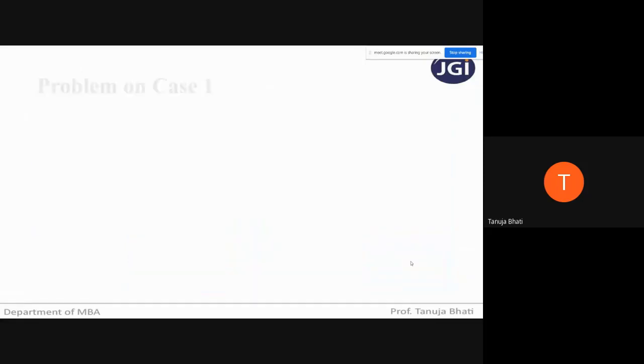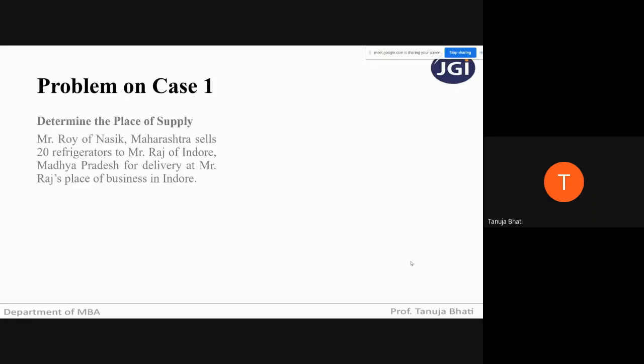Next, let us understand this particular clause with the help of a problem or example. Determine the place of supply. Mr. Roy of Nasik, Nasik is in Maharashtra, sells 20 refrigerators to Mr. Raj of Indore, Madhya Pradesh, for delivery at Mr. Raj's place of business in Indore.